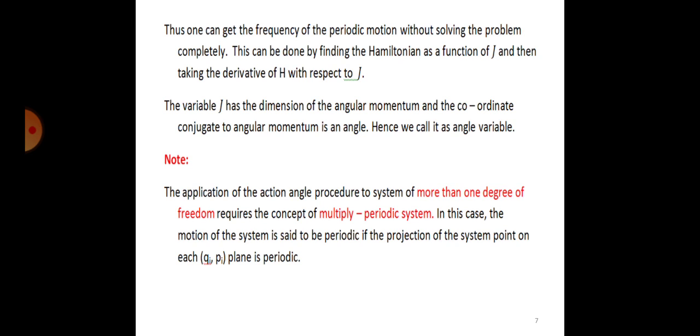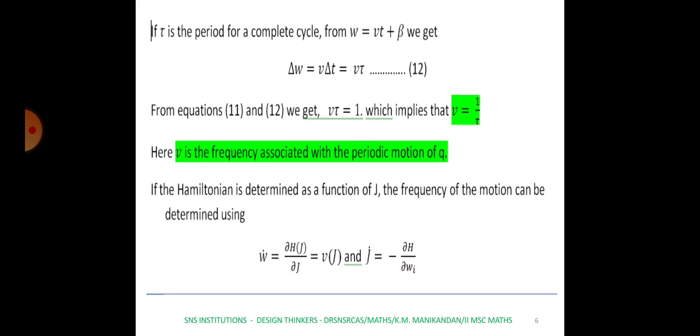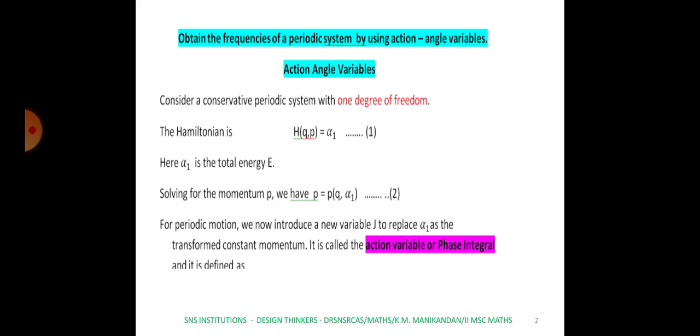Now the variable J has the dimension of angular momentum and the coordinate conjugate to angular momentum is an angle. So hence we call it the angle variable. So now actually we have found out the frequencies of the periodic system for 1 degree of freedom.